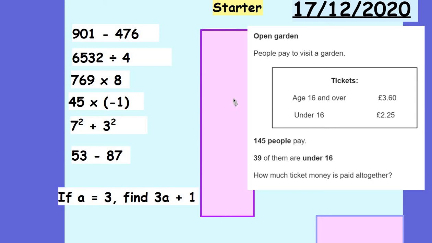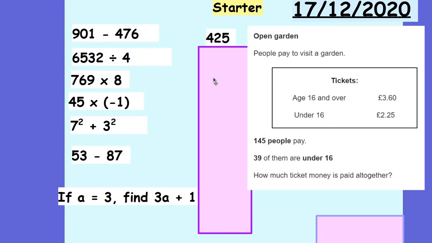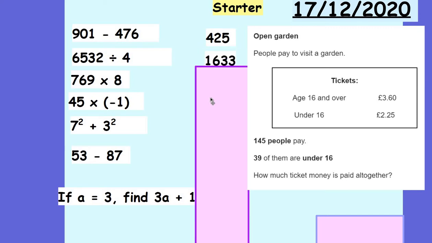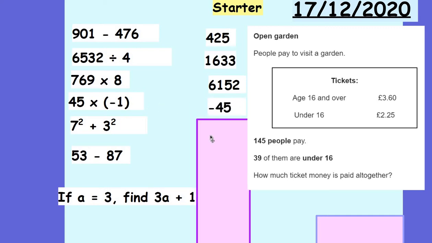Okay, let's go through the answers. So for the first one, 901 subtract 476 will give you 425. If you'd done a bus stop division, you'll have got 1,633. A multiplication using grid or column would have given you 6,152. 45 times negative 1. Now if we multiply a number by negative 1, we just get its inverse, which is negative 45.